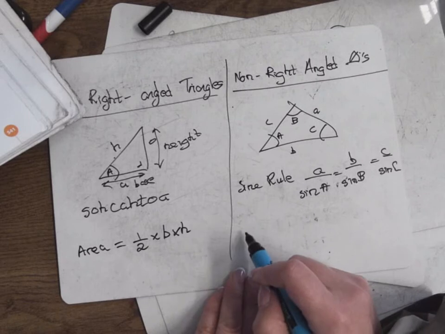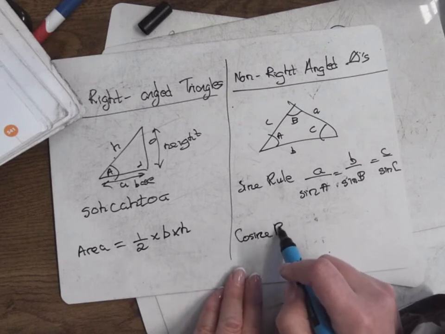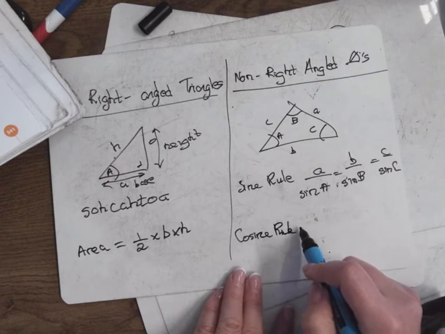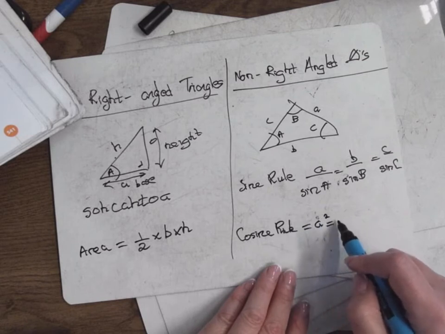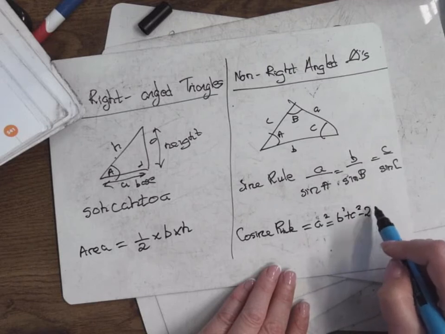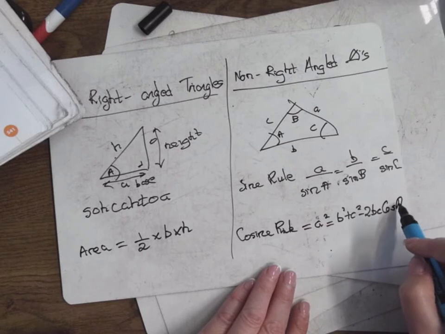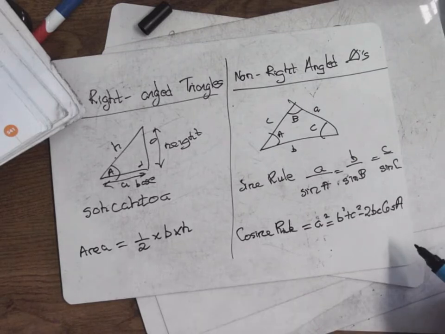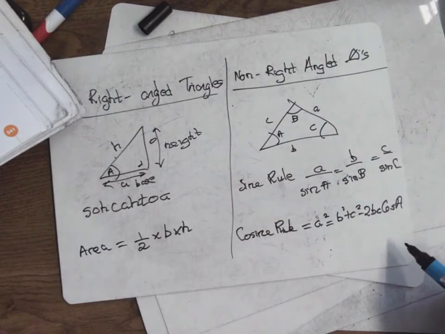Or you can use the cosine rule. Both of these are in the log table, so you don't need to remember how to write them out, just how to use them. So a squared equals b squared plus c squared minus 2bc cos A. The sine rule is the easiest one to use, but you can use either.